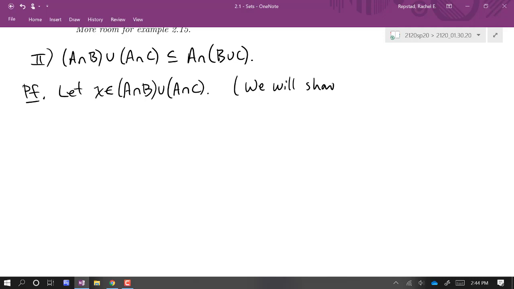We're going to show that X is contained within A intersect B union C. Yeah, we have to put it in the set on the right. So we have to take it from the set on the left, and then show that it must live in the set on the right.